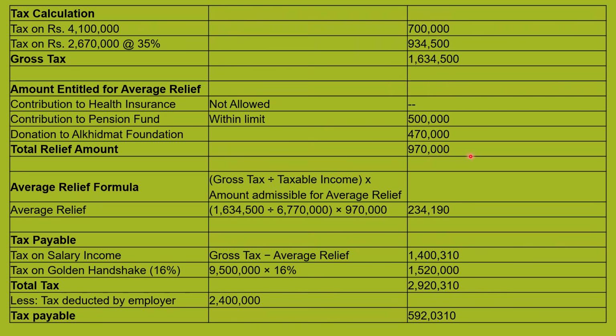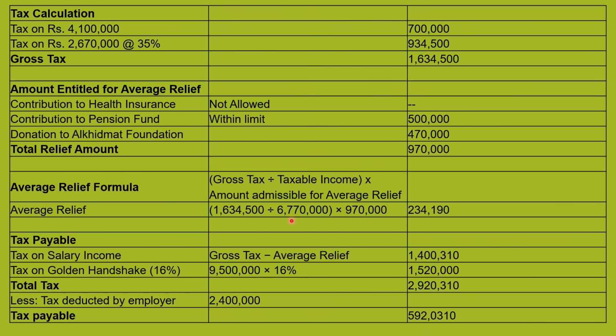This amount doesn't mean that you should subtract this 970 directly from 16 lakh 34,000. No. Don't subtract this amount directly from the tax liability. You have to calculate it by the average relief formula, and the formula is gross tax divided by taxable income multiplied by amount admissible for average relief. In our question the gross tax is 16 lakh 34,500, divided by taxable income. Our taxable income is 67 lakh 70,000.